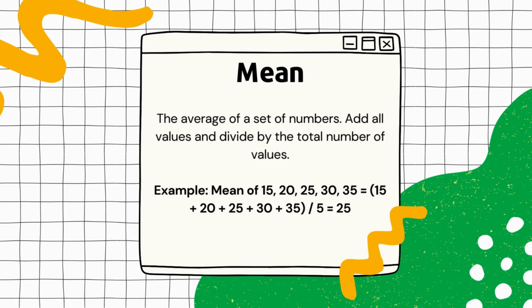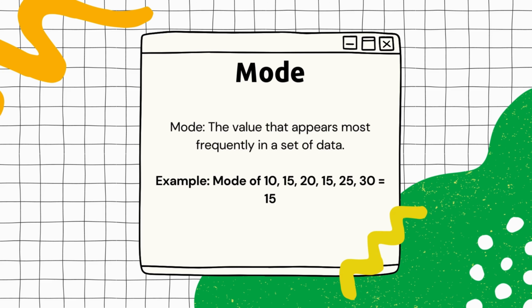Okay? So the next one would be mode. Remember, mean is the average number and mode is the most frequent number. So the definition for mode is the value that appears most frequently in a set of data. And I have provided an example here for you. So you have this data set and you were asked to find the mode. Remember, the mode is the value that appears most frequently. So they gave us the numbers 10, 15, 20, 15, 25, 30.